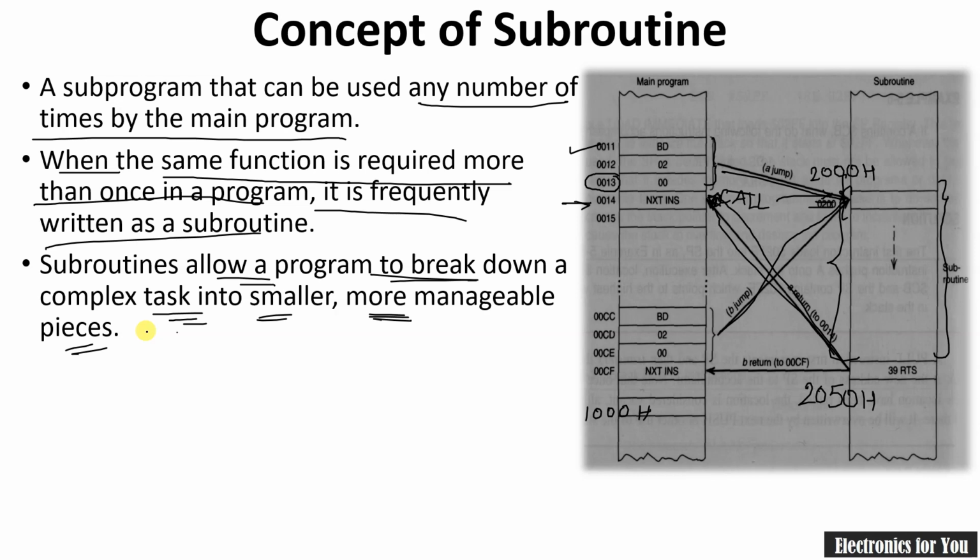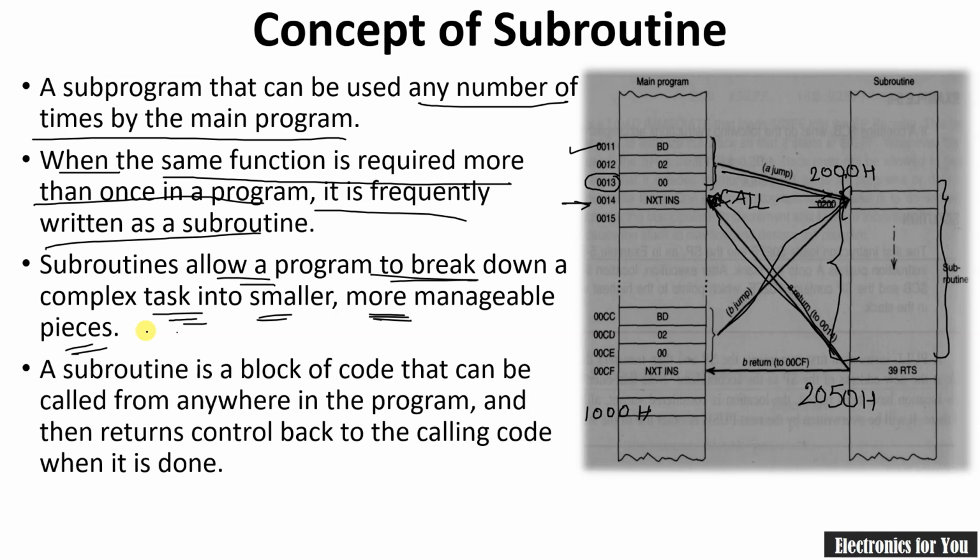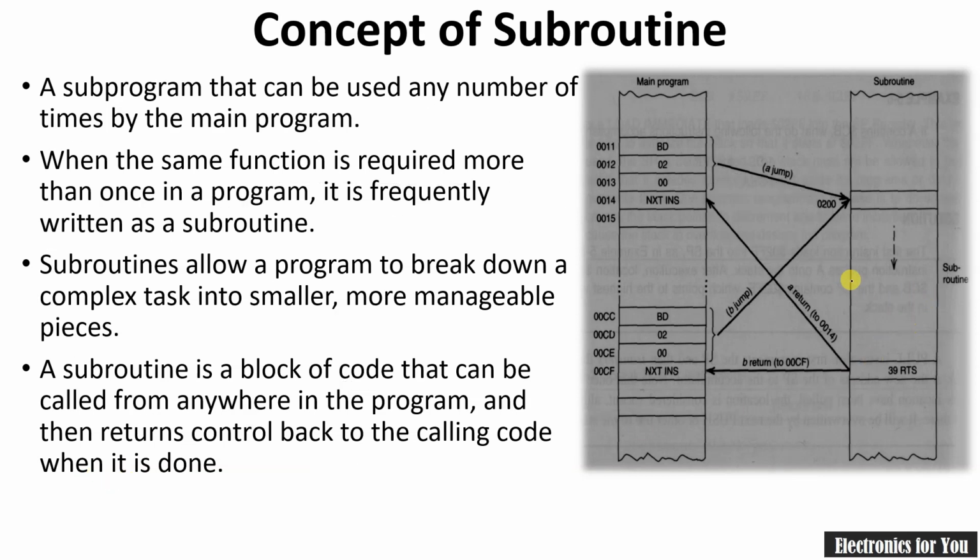Generally, a subroutine allows a program to break down a complex task into smaller and more manageable pieces. So if a lengthy program is there, we can break it into subparts and write them in the form of subroutines. A subroutine is a block of code that can be called from anywhere in the program and returns control back to the calling code when it is done. I have already explained it. So we can call it multiple times just like this.